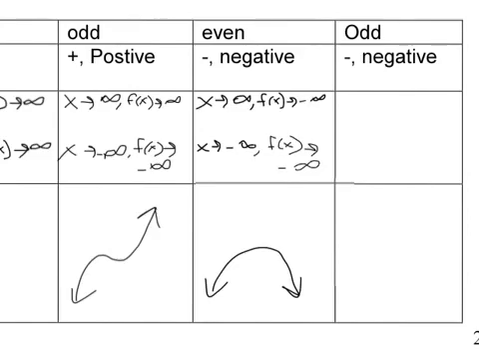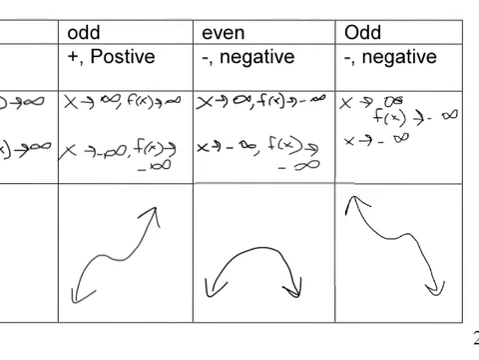All right, last one, odd and negative. This is just going to be the reverse of this guy, so that means it's going to start from the top, go down, so as x approaches infinity, that's a pretty ugly infinity sign, f of x approaches negative infinity, and as x approaches negative infinity, as we go to the left, f of x will actually approach positive infinity. Okay.